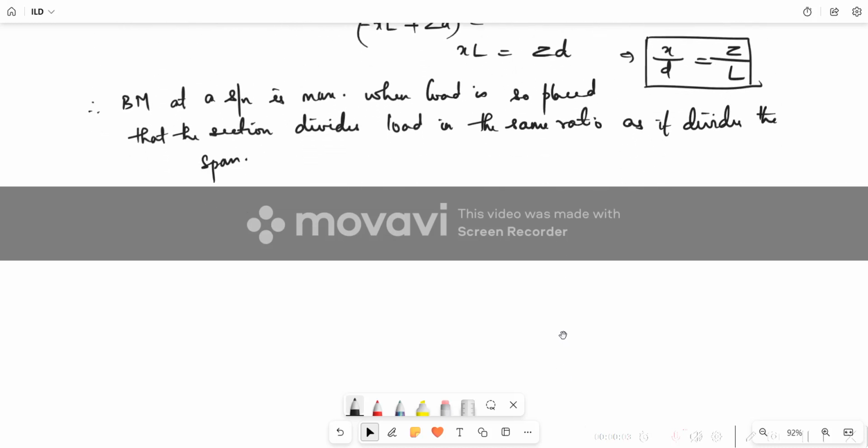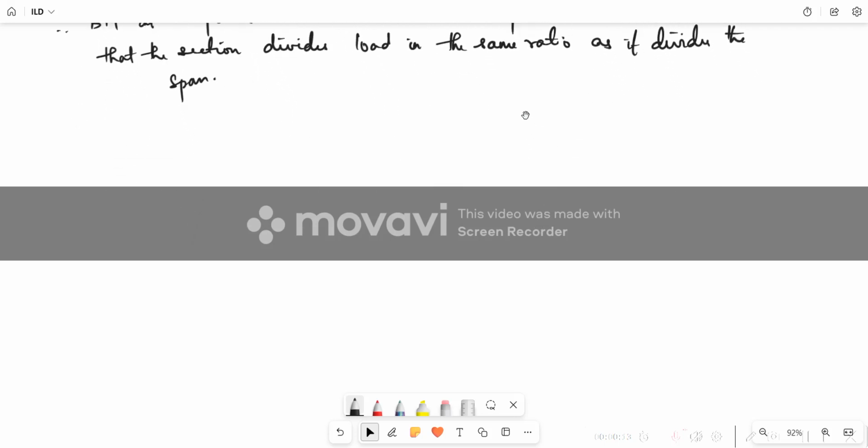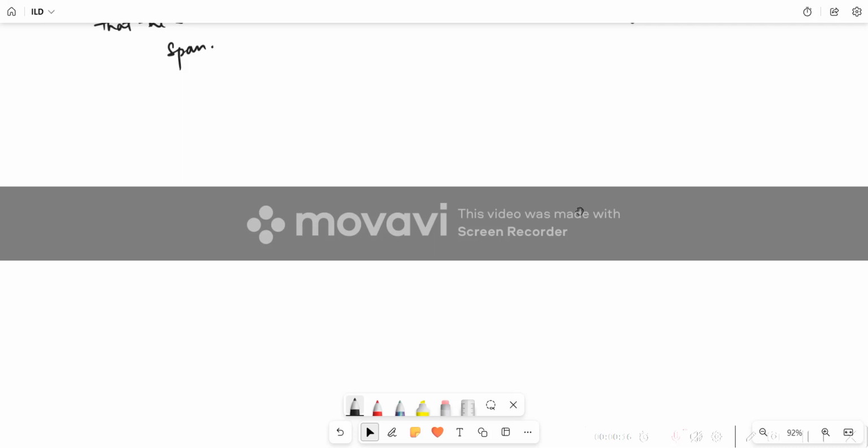Okay, so in the previous video, we had discussed this condition, that is, the load should be placed in the same ratio as it divides the span. In that case, you will get a maximum bending moment at any section C.